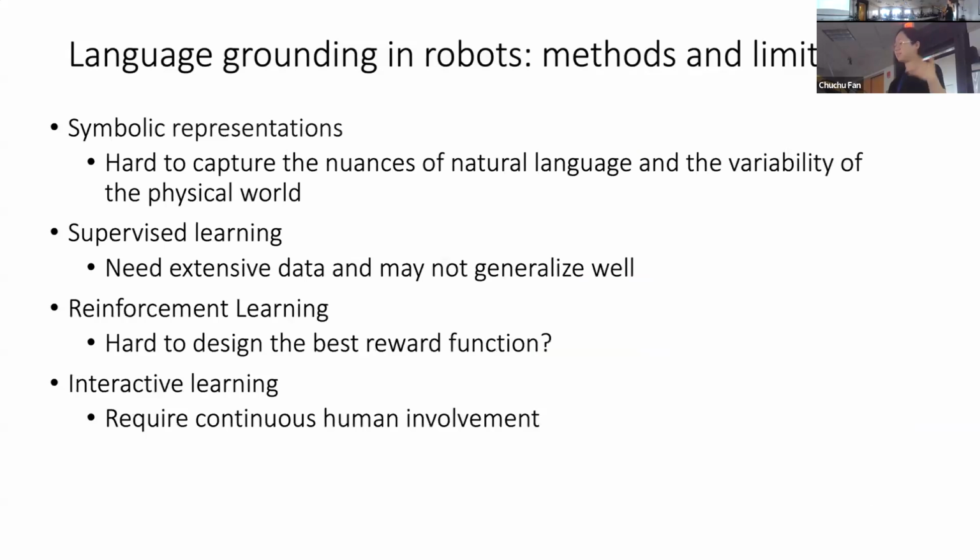I want to be slightly fast here. Over the years, tons of different approaches have been developed, all the way from developing symbolic representations to learning-based approaches. Each of them has its pros and cons. For example, the symbolic way is very precise, but it's very hard to capture the nuance of natural language, and very difficult to generalize to the different types of language that people use. For the learning-based approach, we are facing all the challenges that machine learning is facing.